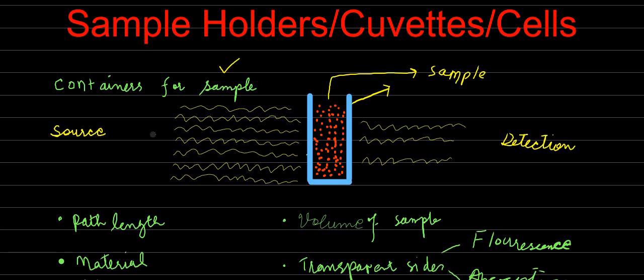So radiations are coming from the source and being absorbed by the sample, and some of these which are not absorbed are transmitted towards the detection system, that is the detector.